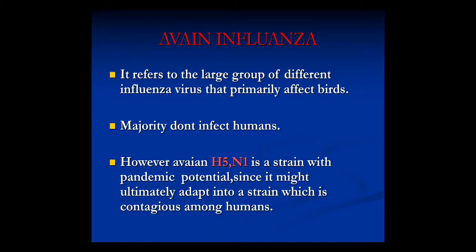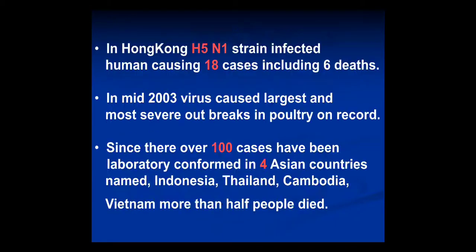So now let's look into what avian influenza is. It refers to a large group of different influenza viruses that primarily affect birds. The majority don't infect humans. However, avian H5N1 is a strain with pandemic potential since it might ultimately adapt into a strain which is contagious among humans. In Hong Kong, the H5N1 strain infected humans, causing 18 cases, including 6 deaths. In mid-2003, the virus caused the largest and most severe outbreak in poultry on record.